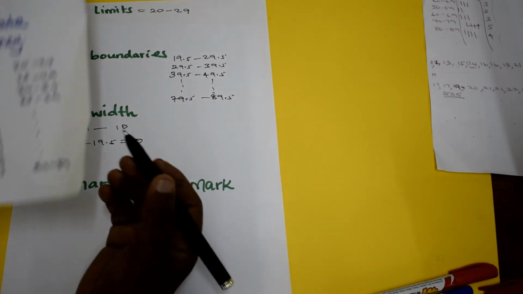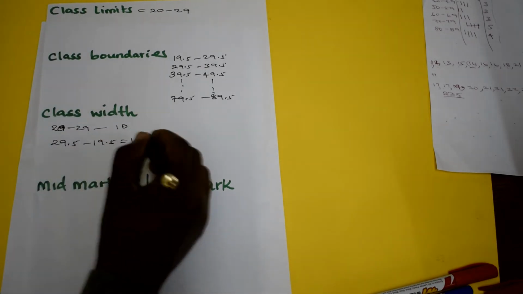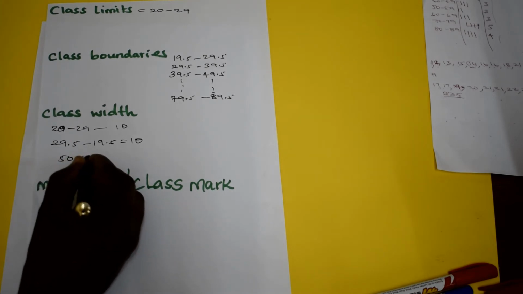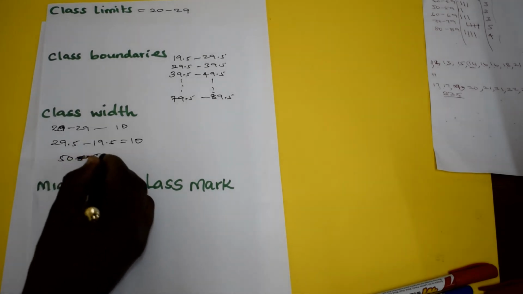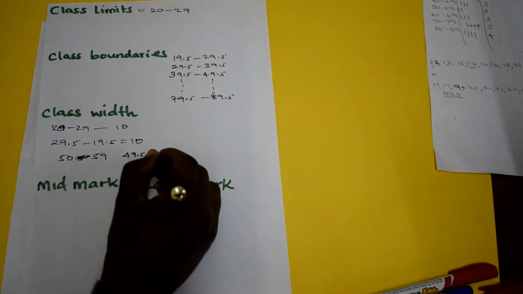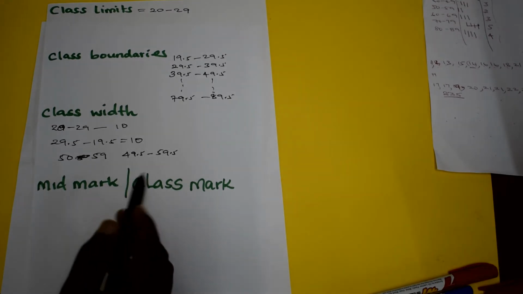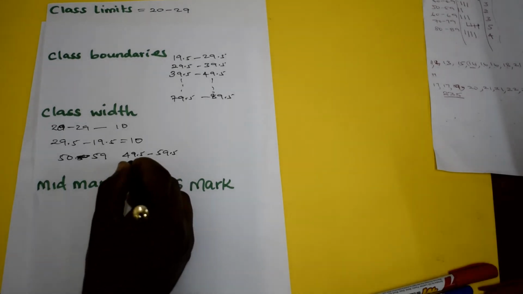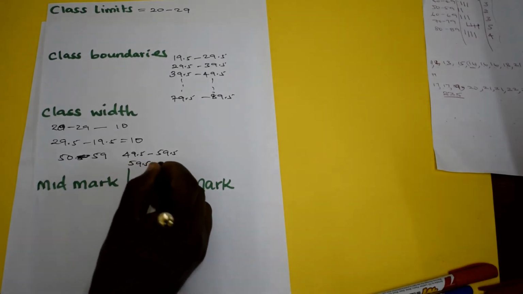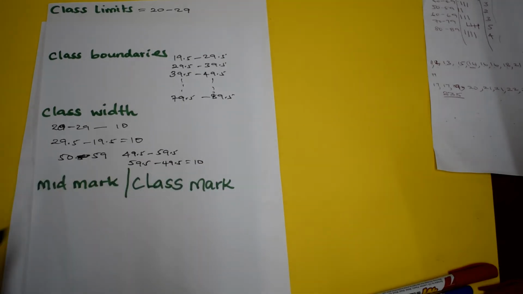We can also take another class. For example, we have 50 to 59. So for 50 to 59, we are going to have boundaries as 49.5 to 59.5, and therefore we can get the difference between this one, and we are going to get 59.5 minus 49.5, which will give us 10.